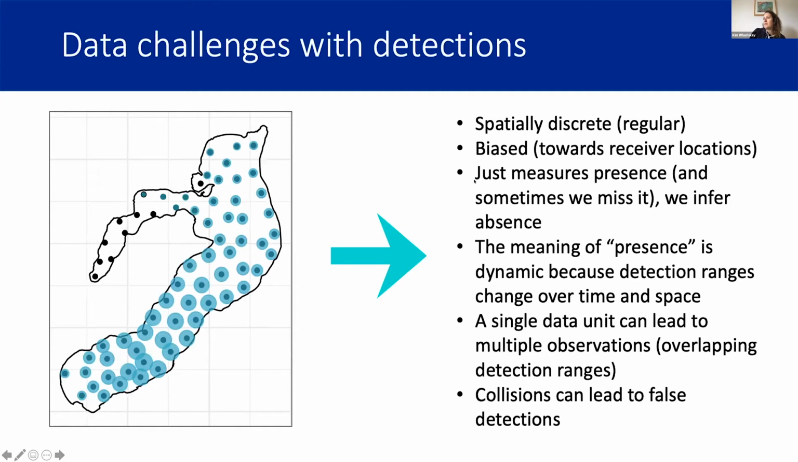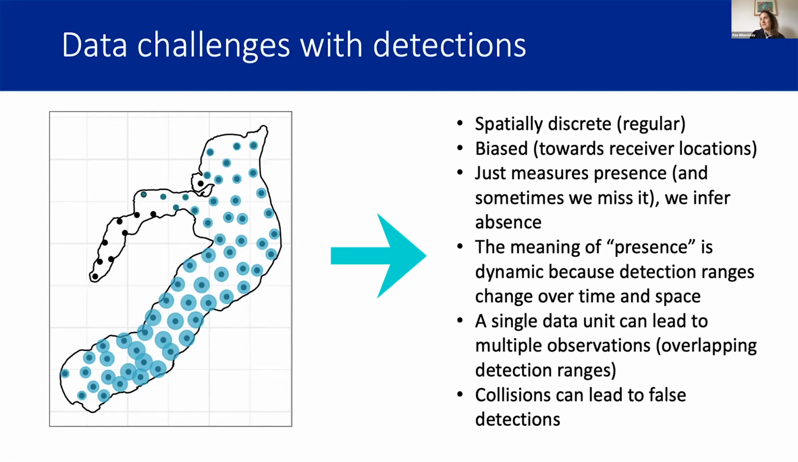Whenever we collect detections, we're really only measuring the presence of an animal. Sometimes we actually miss that just based on our detection efficiency. I think probably most people here know about that, so I won't go super into it. And we have to infer absence. So we have to think about, okay, if we have a lack of detections, was the animal actually gone or was it not? All of that relates to our detection efficiency. And the detection efficiency itself can vary in time and space. That means that the meaning of a presence, so the meaning of our data, the actual definition of it, is dynamic over time.